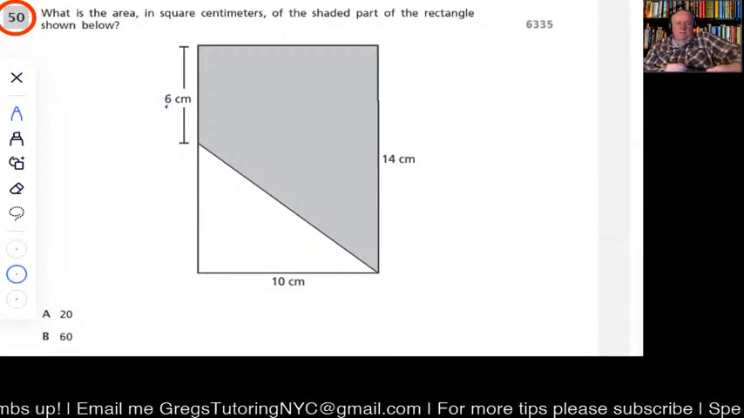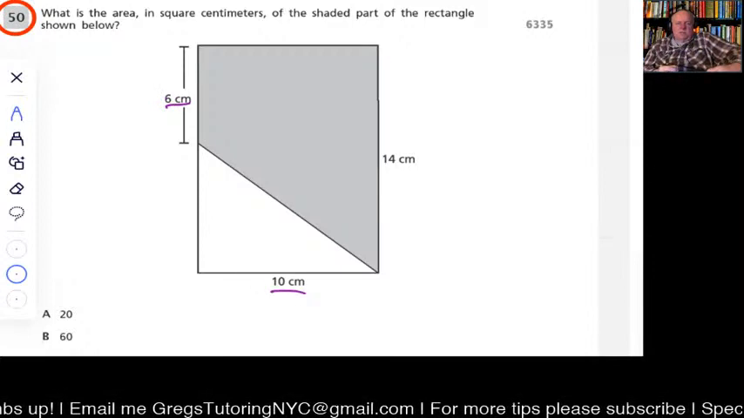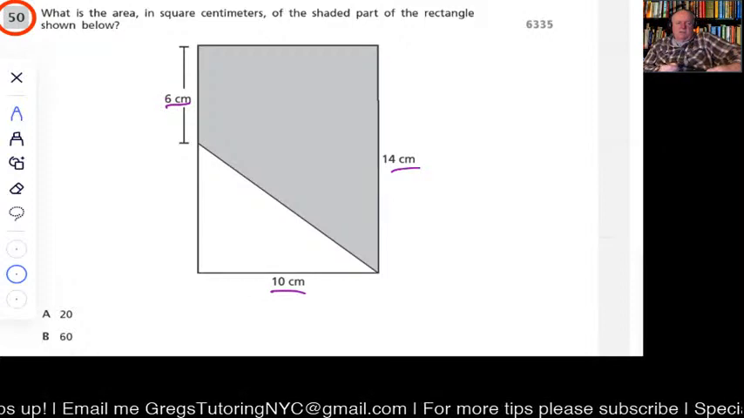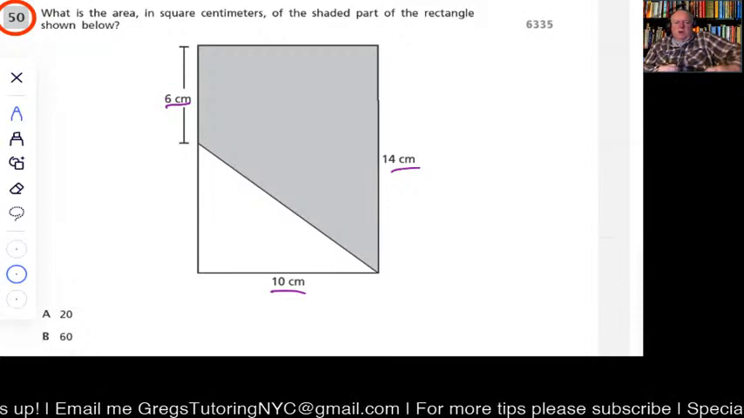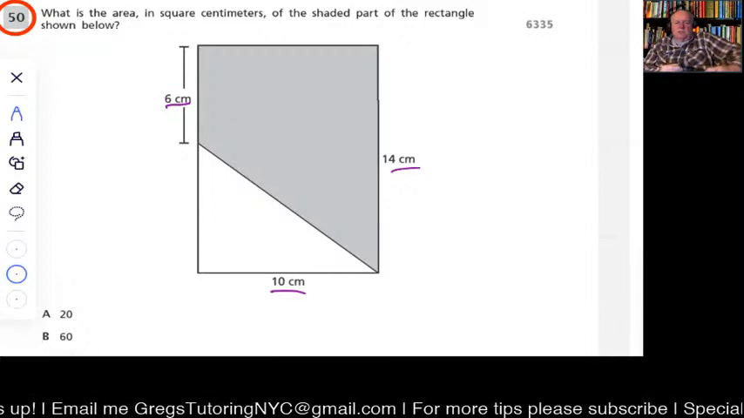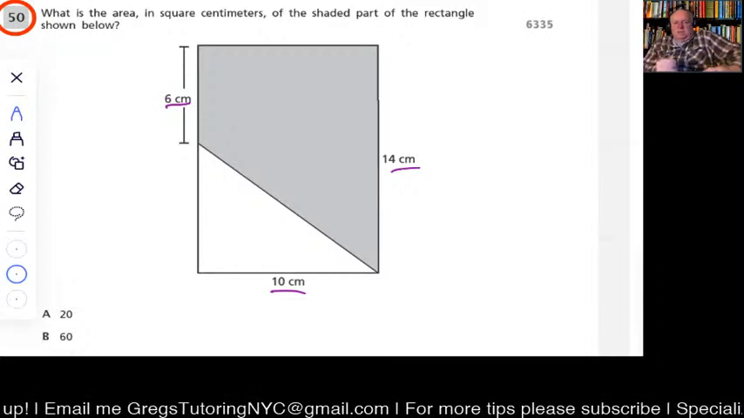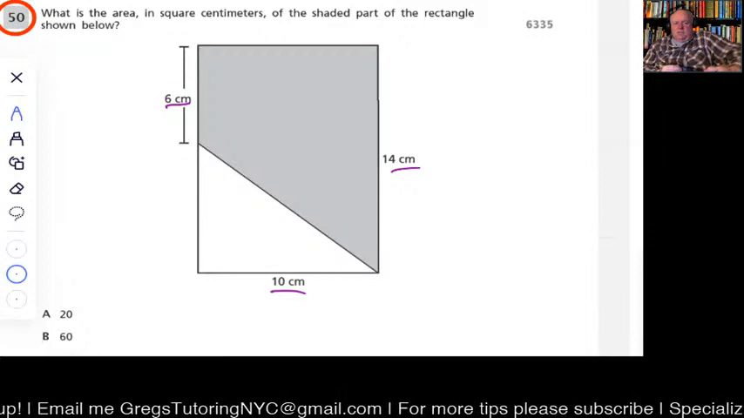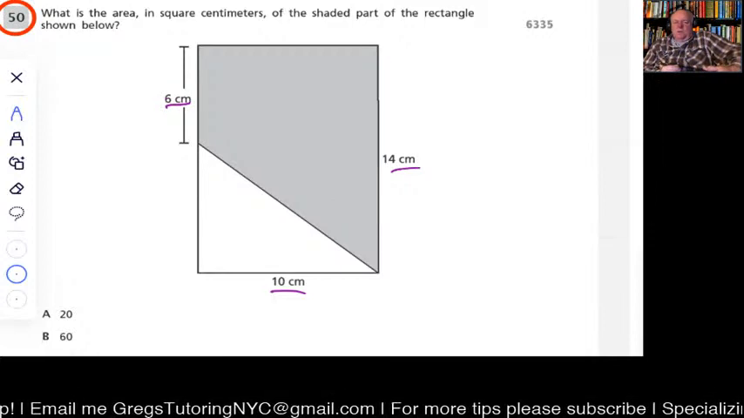They give me 6, it's in centimeters. They give me 10, it's in centimeters. They give me 14 over here, it's in centimeters. Everything is in centimeters, so there's no unit conversions. So far you keep hearing me say that. On one of the problems you're going to get, there's going to be unit conversions, so always be careful, because this could have said 10 meters at the bottom instead of 10 centimeters. That's what you're always watching out for.